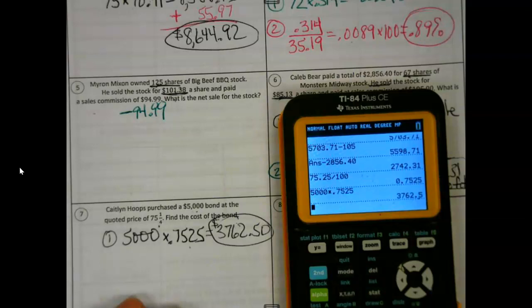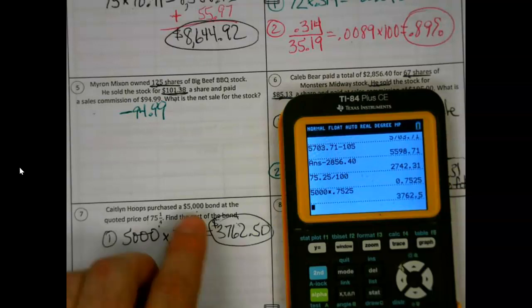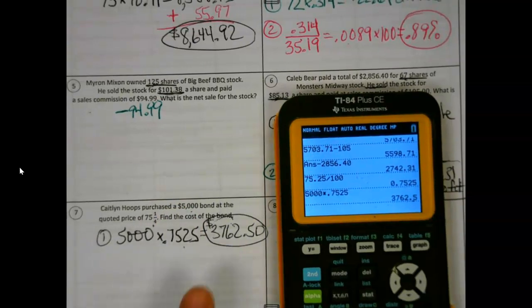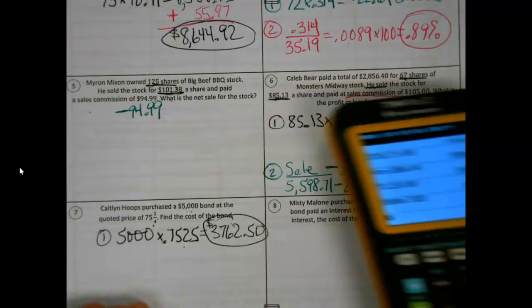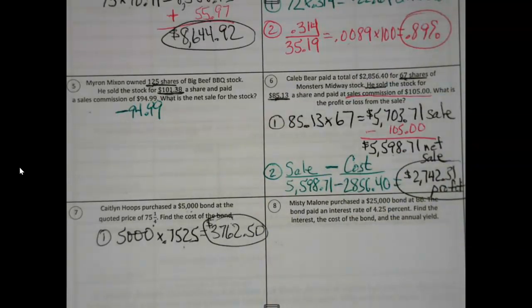If we hold the bond to maturity, it didn't tell us how long this bond is for, but if I hold it all the way to maturity, they will pay me $5,000 for this bond that I paid $3,762.50 for. So, again, depending on how long, not a bad deal. And so the only other thing we really can figure out here, and I'll admit it, most of the time when you go to buy a bond, they're going to give you this information. What's the cost? What interest rates are you getting? What's the yield and all that? So here, Misty purchased a $25,000 bond at 86. The bond paid an interest rate of 4.25%. Find the interest, the cost of the bond, the annual yield.